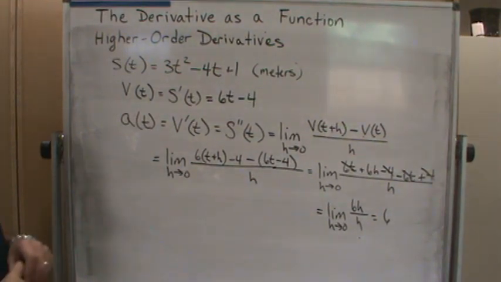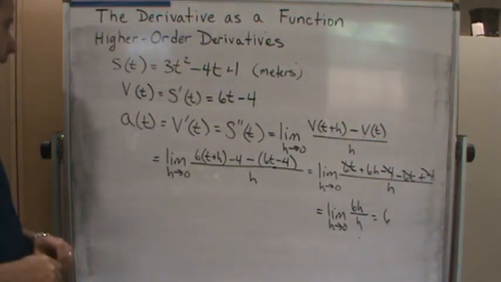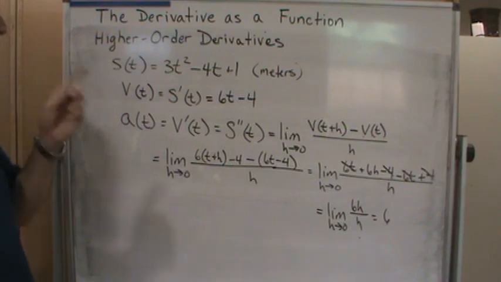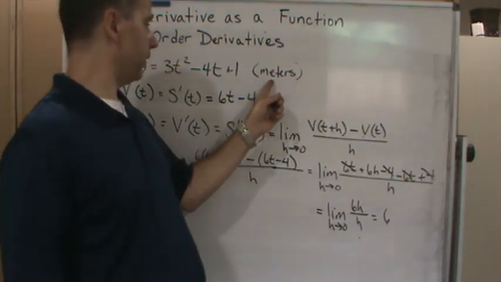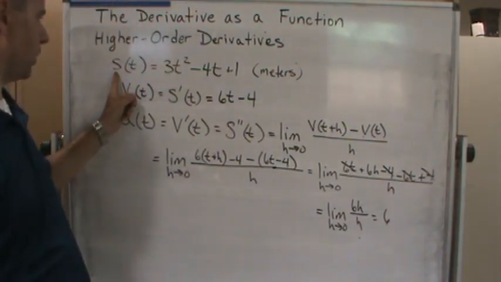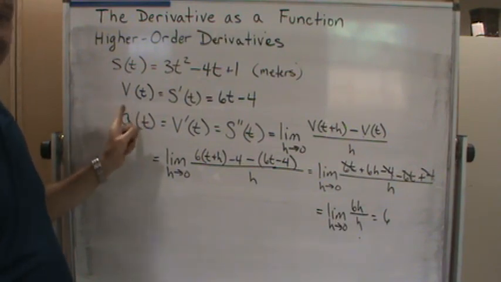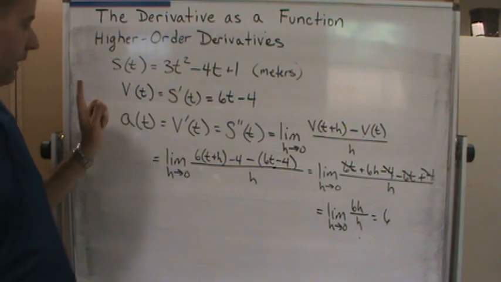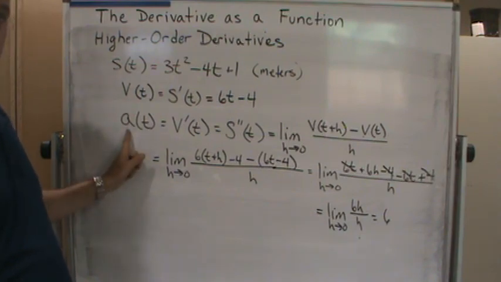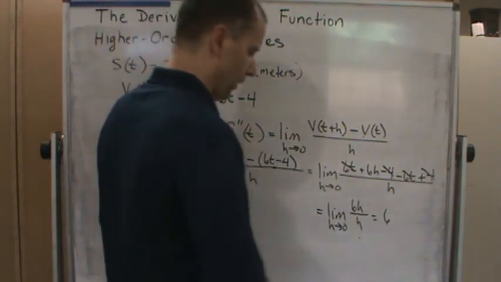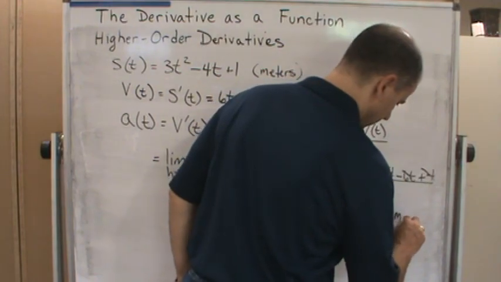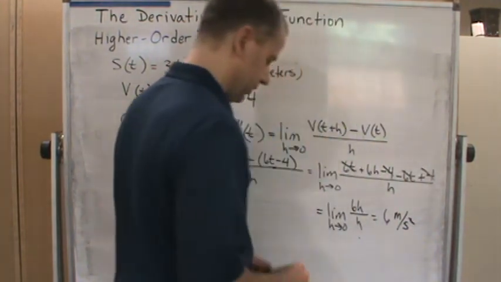And so the acceleration of the particle, now, what are the units? The position function is in meters, the velocity function is meters per second. The acceleration is meters per second squared. So this is 6 meters per second squared.